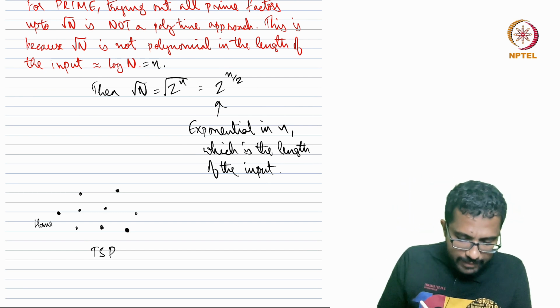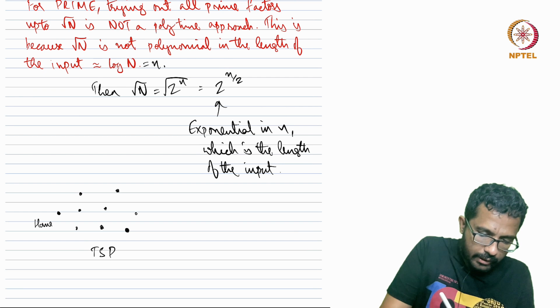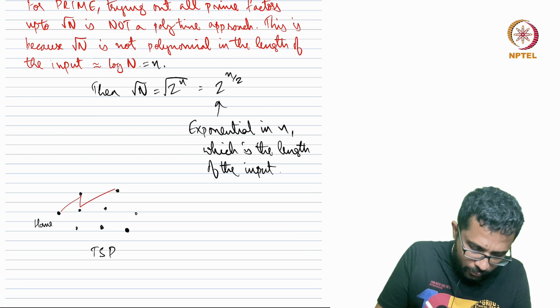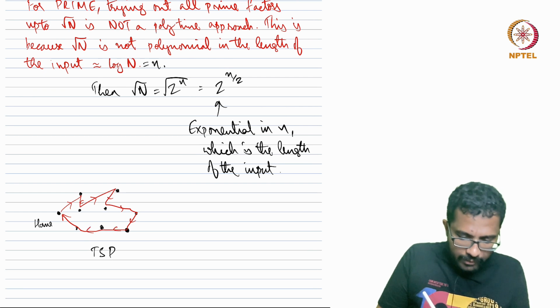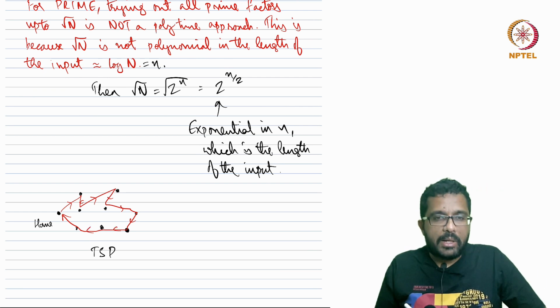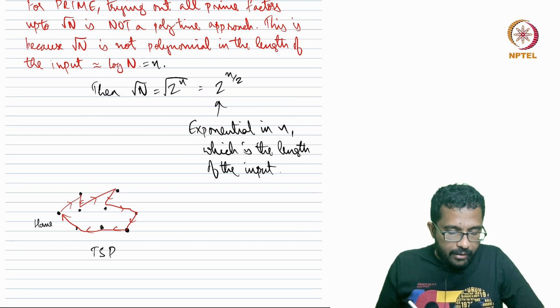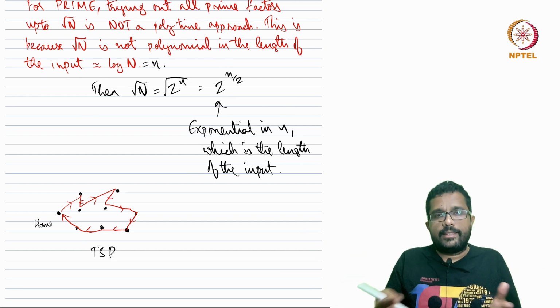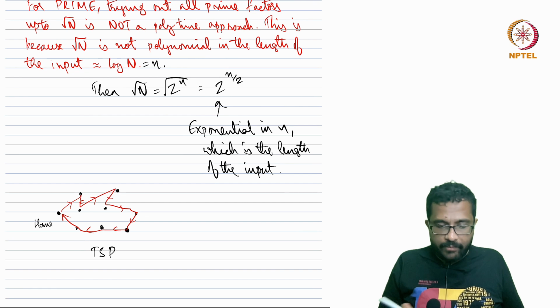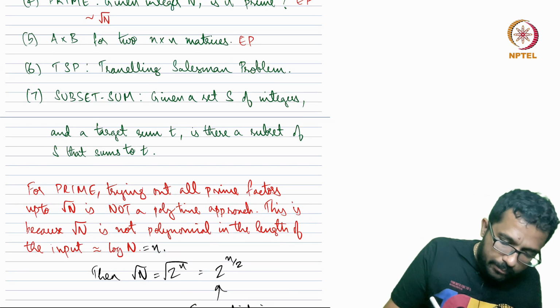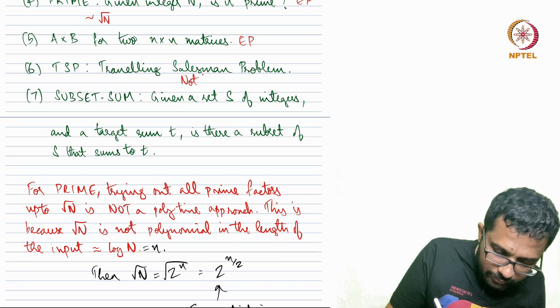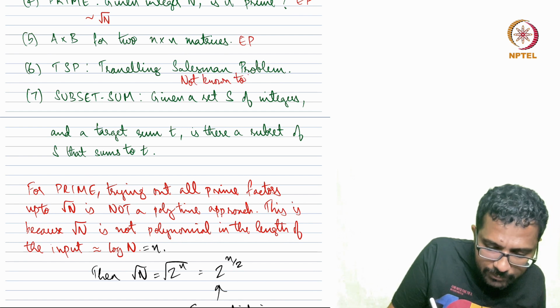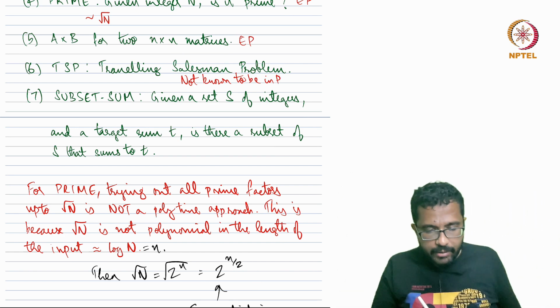Your goal is to visit all these cities and then come back home, right? So you have to have some tour, something like this. So this is a tour. Now I want to do this in the most efficient manner, in the shortest possible distance. So that is the traveling salesman problem. Given all the cities and the layout and the distances, what is the shortest possible way? In fact, this is not known to be in P. So it seems like a simple problem, but this is not known to be in P.